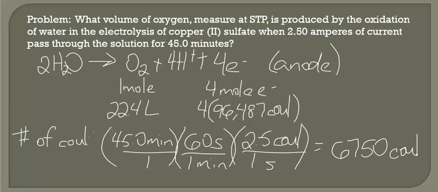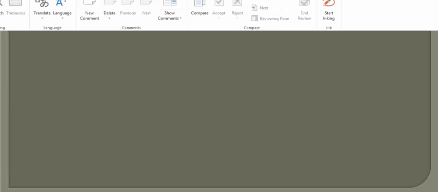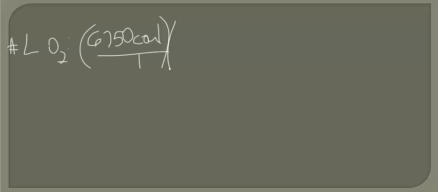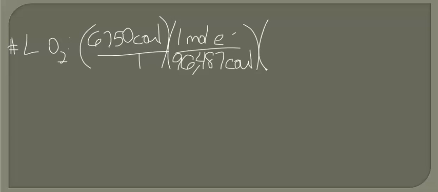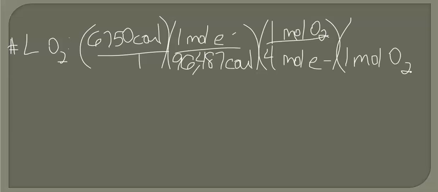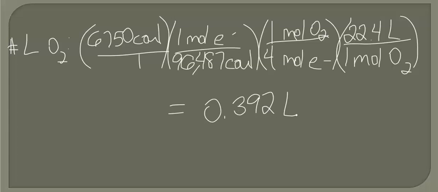We want to find the volume of oxygen. So we're going to start with the amount of coulombs, 6,750. 1 mole of electrons is 96,487 coulombs. From the half reaction, we had 4 moles of electrons for every 1 mole of oxygen. And 1 mole of oxygen occupies at STP 22.4 liters. We're assuming ideal gas behavior. So the volume of oxygen at STP produced is 0.392 liters.